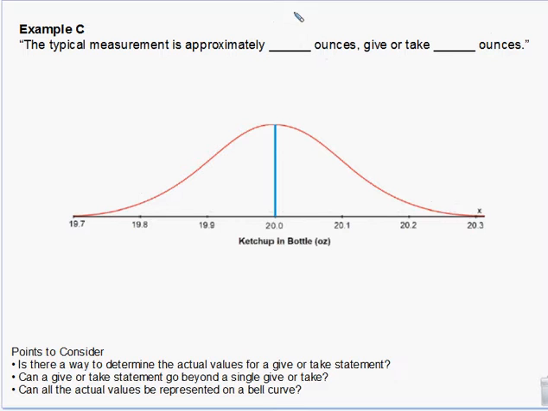The typical measurement is how many ounces? There's decimals in there. So 20 ounces, give or take 0.1 ounce. Now, is there any way to determine the actual values for a give or take statement? Yes, and that's what we're going to talk about next.